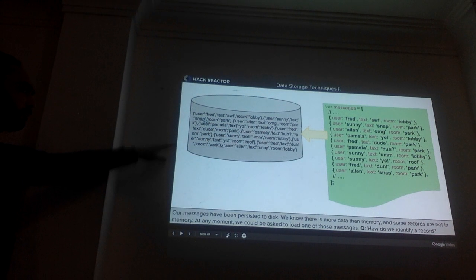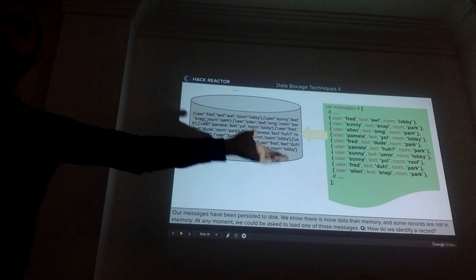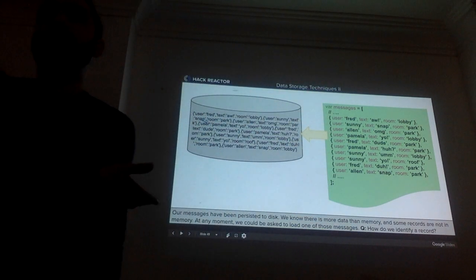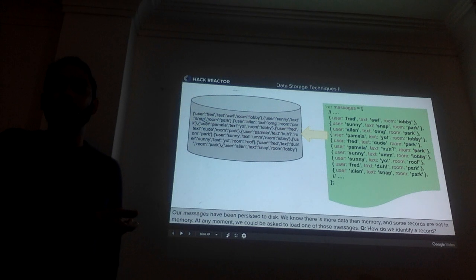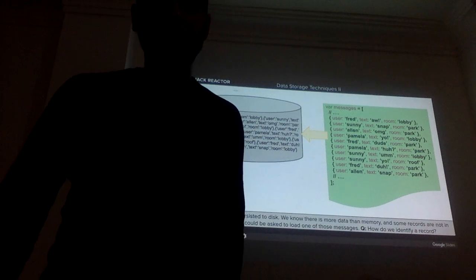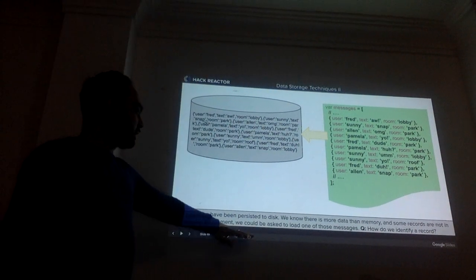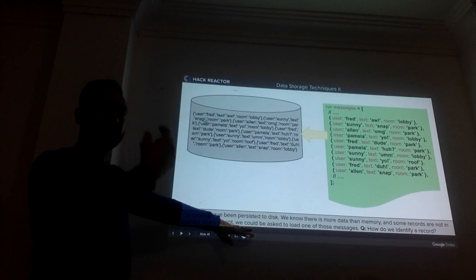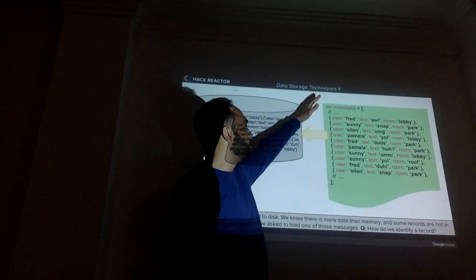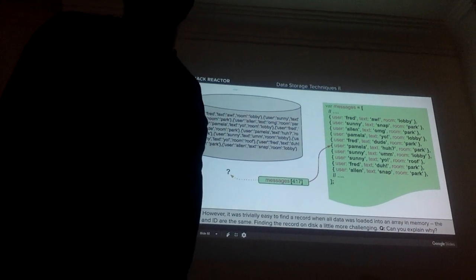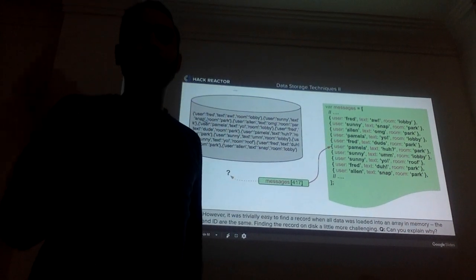Our messages have been persisted to disk, saved to disk, and serialized. We know there's more data than can be held in memory, and some records are not in memory. At any moment, we could be asked to load one of these messages. I want to load one message, or I want to load all messages. So it depends on what we want. How do we identify the record? How do we do that?